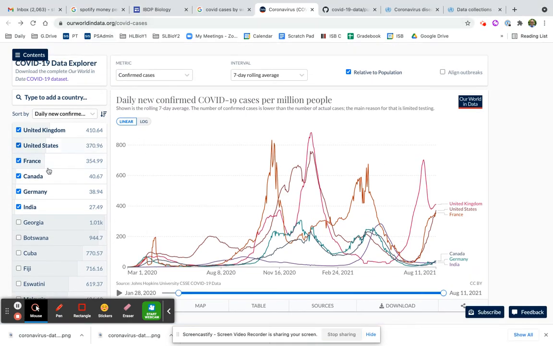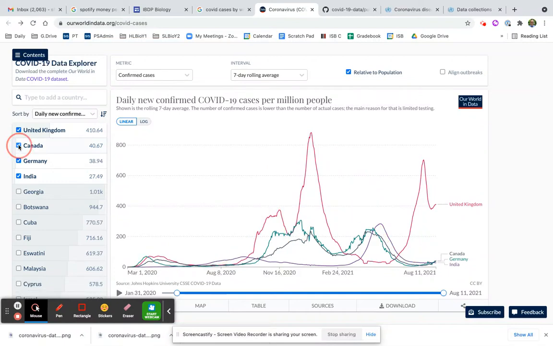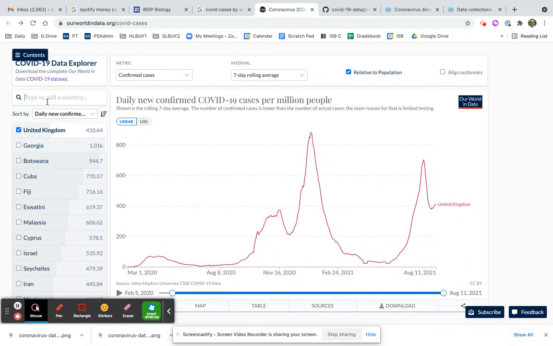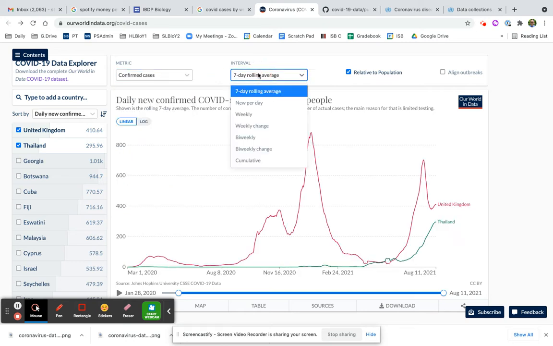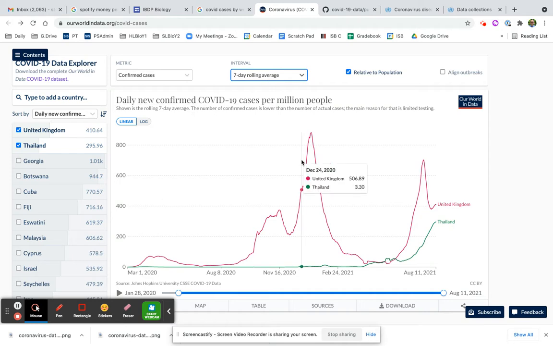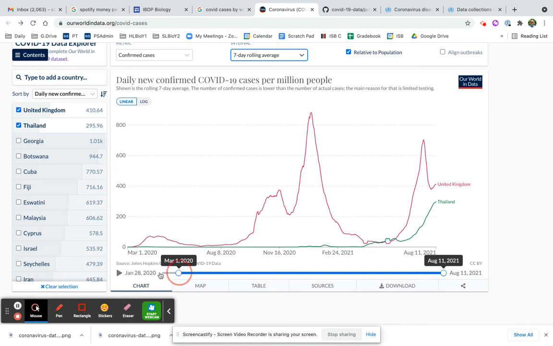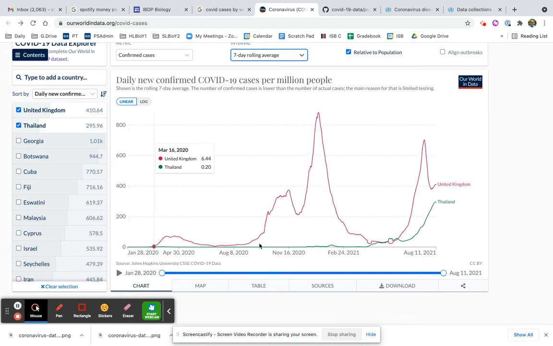This is Our World in Data, and I'm looking at everybody's favorite topic, COVID, right? I'm just going to do a comparison, United Kingdom and Thailand. So look here at confirmed cases. There are different intervals here. I'm going to do the 7-day rolling average. That's the measure that most epidemiologists use. What this gives me is everything from the start of the pandemic up to the current date, and it's updated daily.